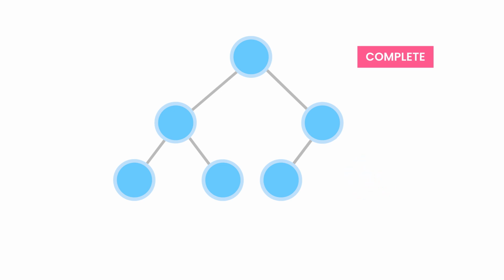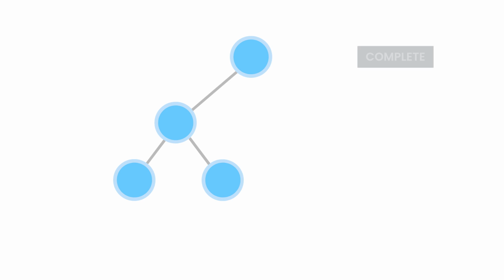Here's another complete tree. Both the first and second levels are filled. The last level is not filled, but nodes are filled from the left. So we still have a complete tree. But this tree is not complete because here we have a hole in the last level. As I told you, in a complete tree, levels should be filled from the left to the right.